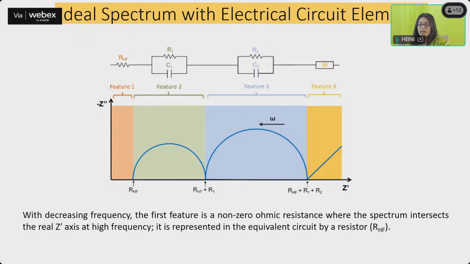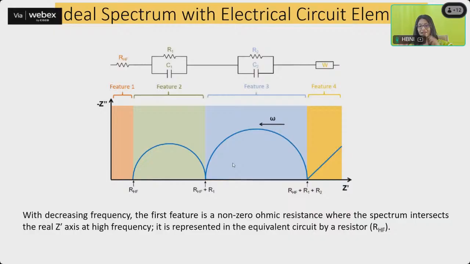So now please understand how an ideal spectrum is going to look. An ideal spectrum is going to look somewhat like this. Here I am showing you two different semicircles followed by a straight line which is making a 45-degree angle with your Z prime axis. With the decreasing frequency, you see your frequency is decreasing in this direction. The first feature is a non-zero ohmic resistance where your spectrum is intersecting with your real Z prime axis, and this is represented in the equivalent circuit by this resistor HF. Then this second semicircle is represented by this particular equivalent circuit. The third one is due to this, and the fourth one is your Warburg impedance.